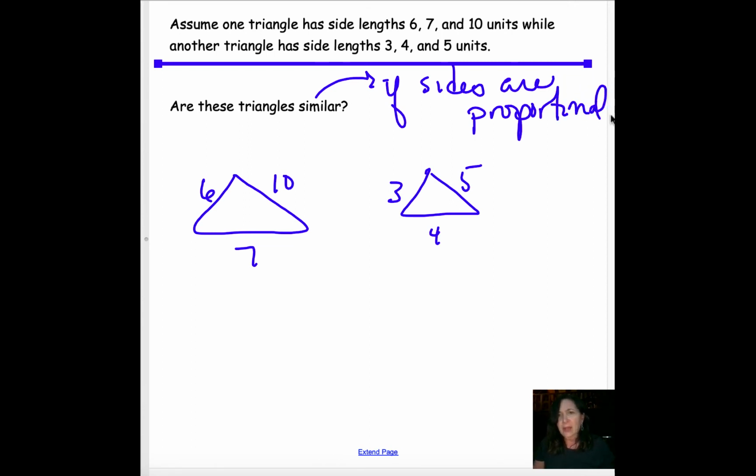That's how you know if they're similar. So we're going to go 6 is to 3. I'm just going to choose two sides. 6 is to 3 as 7 is to 4. So 7 is to 4.